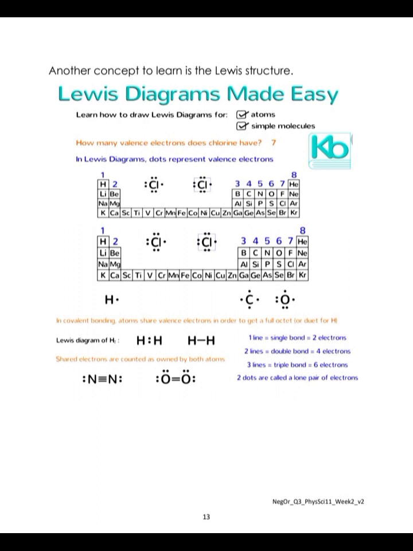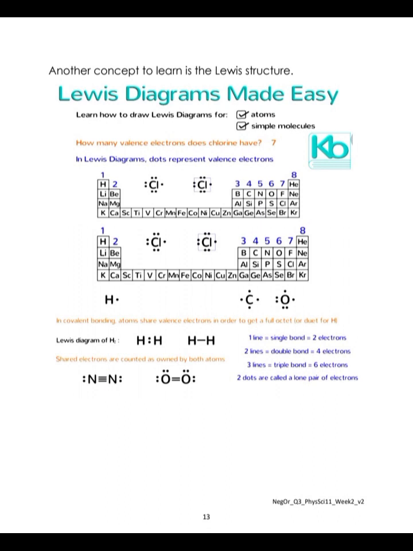Lewis diagrams made easy. There is a question: how many valence electrons does chlorine have? In a Lewis diagram, valence electrons are represented by dots. Remember that in covalent bonding, atoms share valence electrons in order to get a full octet, or a duet for H.